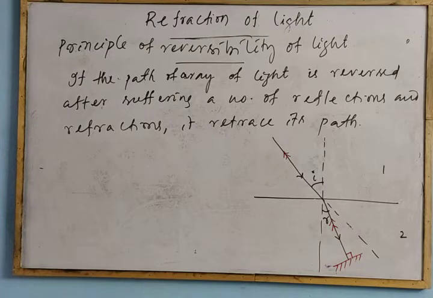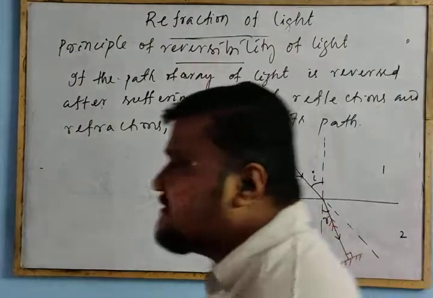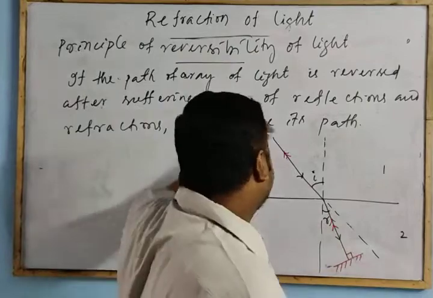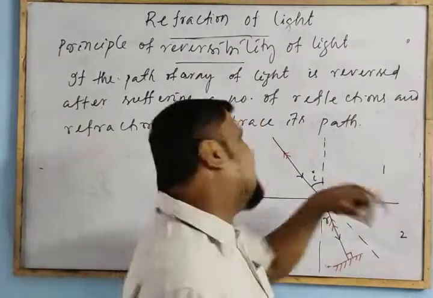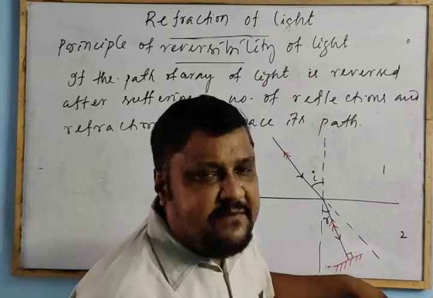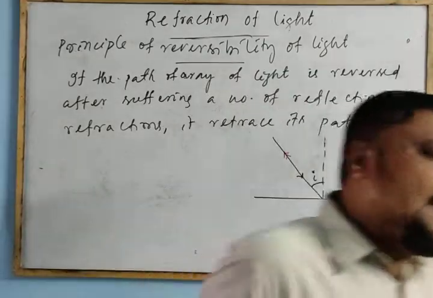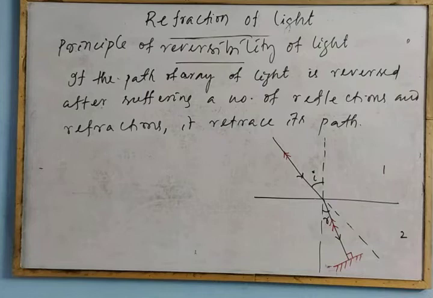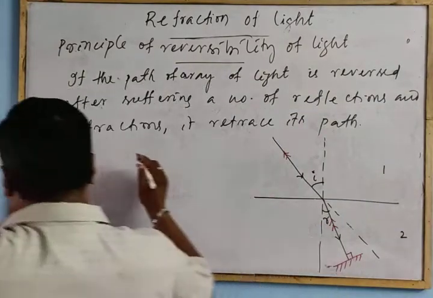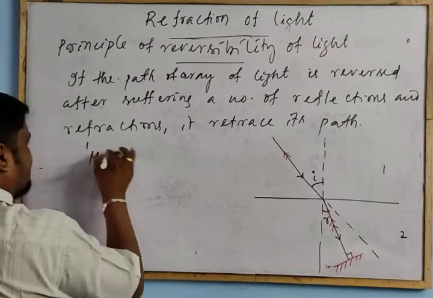In this case, as per the principle of reversibility, image and object positions can be interchanged. If you consider there is an object, you will find an image, and the image can go to the position of the object according to the principle of reversibility. Clear? Now by using this reversibility, let us find the refractive index of 2 with respect to 1.